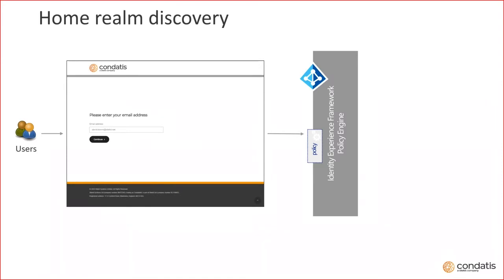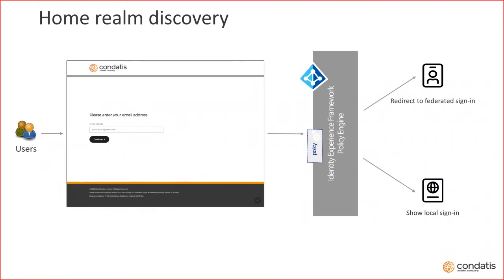Now the policy engine already knows which policy it's executing, the sign-in one, and it knows that after the home realm discovery step, it's got a decision to make. Am I a staff member who should be redirected to the federated sign-in, or am I a customer who needs to go through the local sign-in and registration flow? Based on my email address and the logic that we've added to the policy, it knows that it needs to do a federated sign-in. So it's going to redirect me over to my AAD.